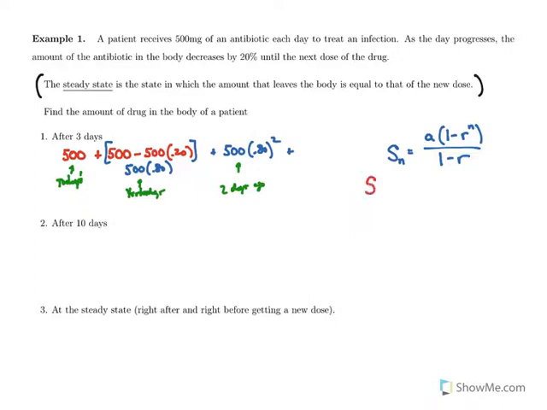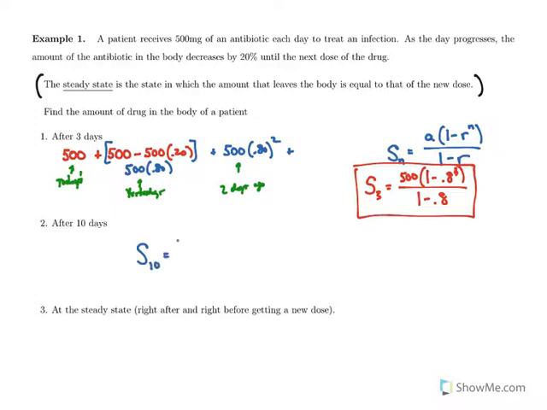If we're thinking about S sub 3, what happens after 3 days? We have a, which is 500, times 1 minus r cubed. r, I should say, is this 0.8. So 0.8 cubed over 1 minus 0.8. We're going to have a very similar thing for after 10 days. We're going to have 500 times 1 minus 0.8 to the 10th over 1 minus 0.8.